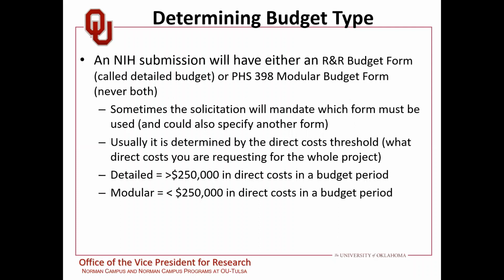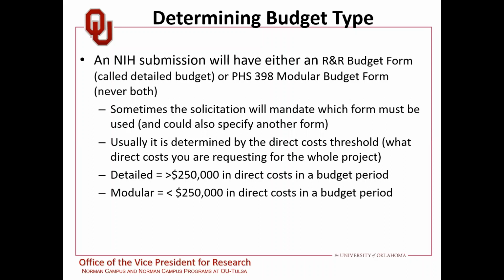Then they have another one called the modular budget form. The modular budget form is just an entry that says how many modules of 25,000 you used. So for example, the lowest amount you can have on a modular budget is 25,000 because that's a module. You can't have a weird number like 63,000. If you want $63,000 in direct cost and you're doing a modular budget, you have to ask for 100,000 or 75,000.